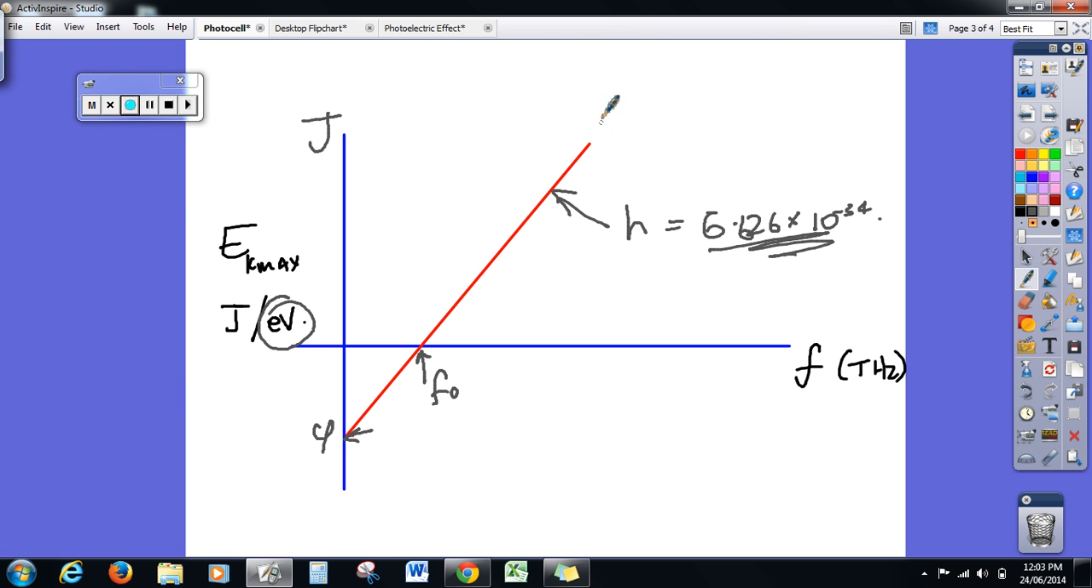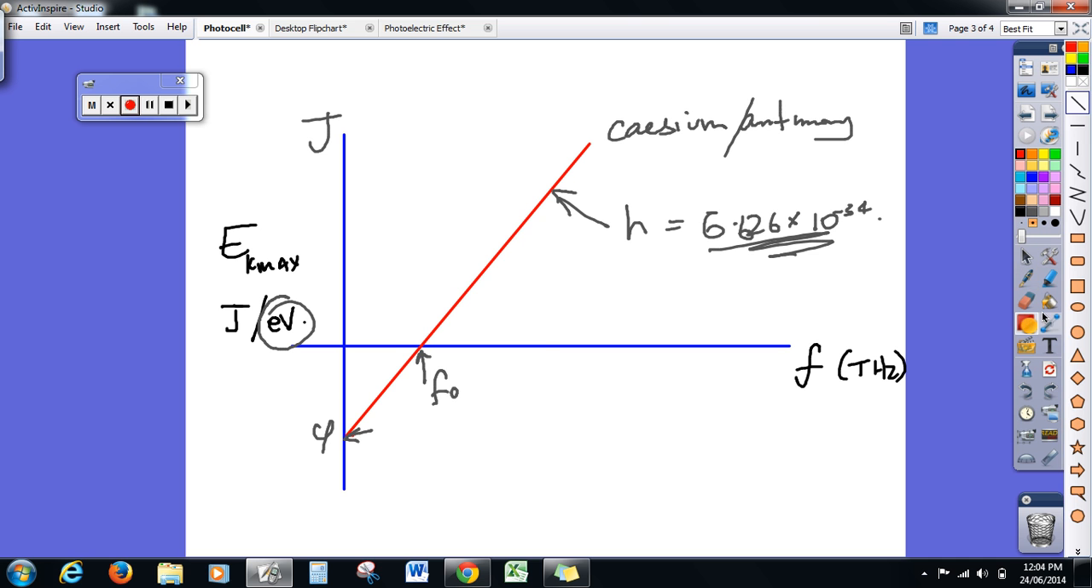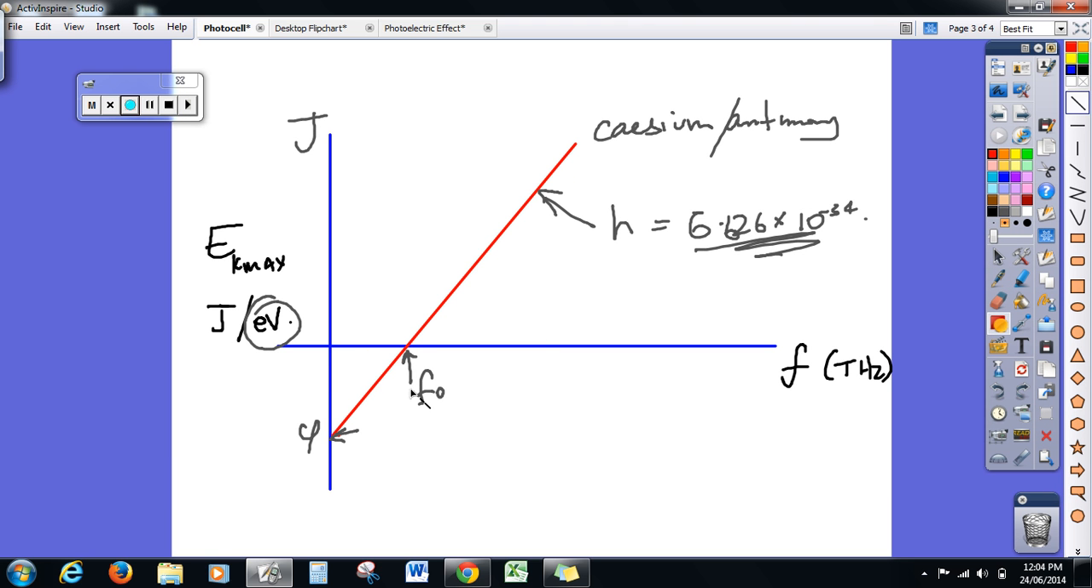Now, this graph here might represent cesium antimony. Okay, but another line, another one will be parallel to it. Let's try another colour. This one here. Okay, so here are three cathodes.